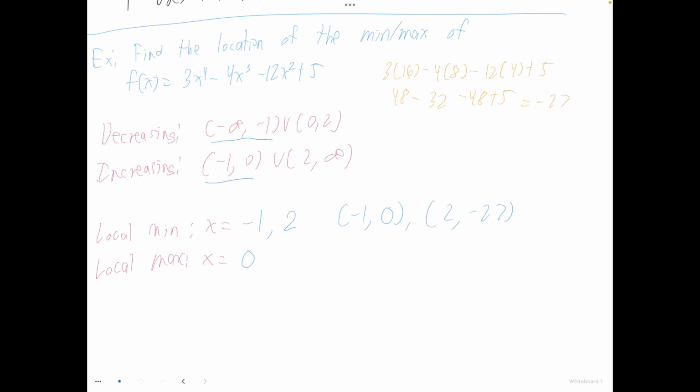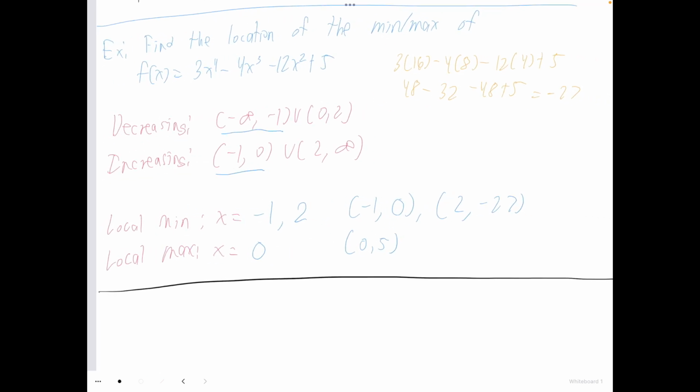And then if we plug in 0, we're going to get just the number 5. So 0 comma 5 is our local max. And so we found our local minimums and maximums just using this fact. So now let's look at another example of doing this process.